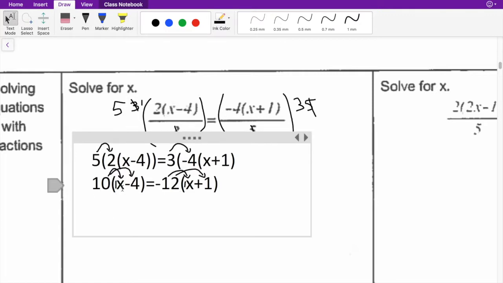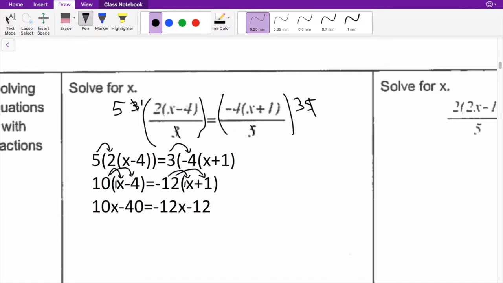So 10 times x is going to equal 10x minus 10 times 4, which is 40, equals negative 12 times x, which is negative 12x, minus 12. Now, I have to isolate the x's, the variables on one side, numbers on the other side. So I like to leave the biggest variable on its side. That's the 10. So we're going to bring this over here, and we're going to bring the 40 over this side. Right? Variables on one side, numbers on the other side.